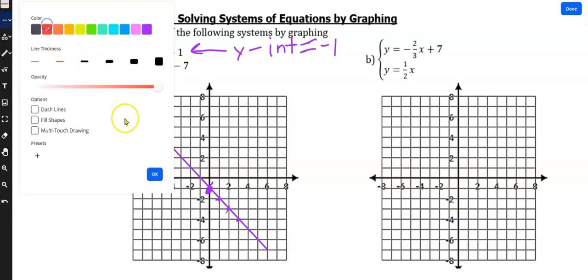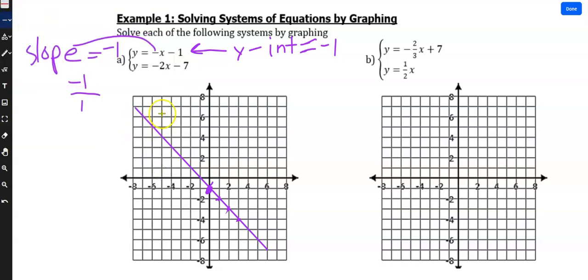And let's pick a different color for the other one. So this one has a y-intercept of -7. Okay, so that's down here. Let me use the dot tool. Come down here to -7 and put a dot on the graph. I know it's a real small red dot, but hopefully you get the picture. Now, the slope of that is -2.